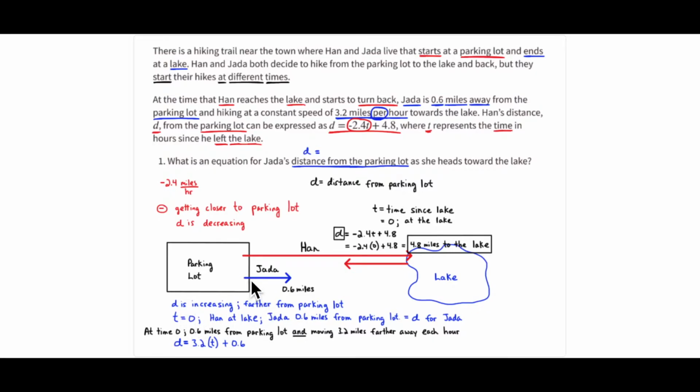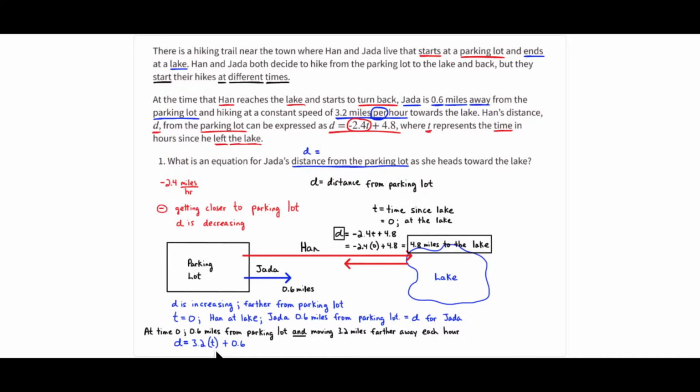For Jada, the distance is increasing. She's walking away from the parking lot. So what's her distance from the parking lot? She's getting farther and farther away. At time 0, Han's at the lake and Jada is 6/10 of a mile from the parking lot. So d for Jada is equal to 3 2/10 miles per hour. That's her rate. Each hour she travels 3 2/10.